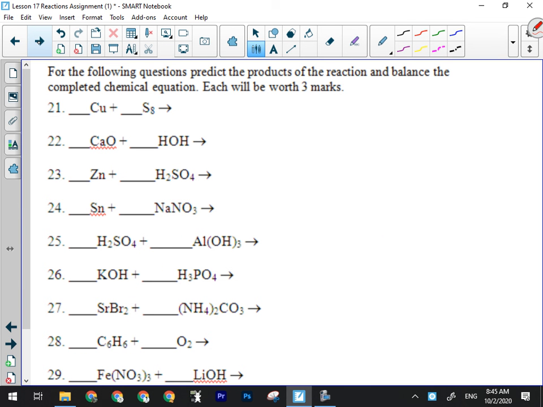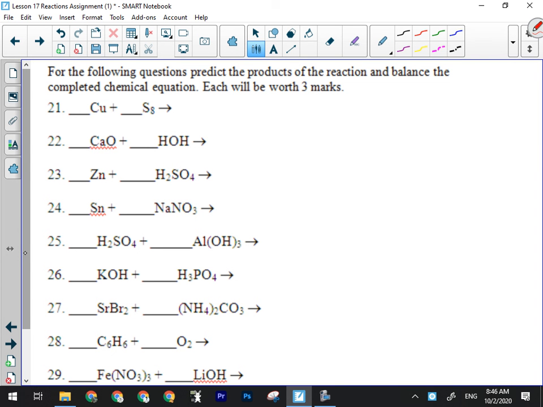And then for your last set of 10, so 21 to 30, you are simply predicting the products and balancing the reaction. So you'll get 1 mark for each product, and you will get 1 mark for the equation being balanced. So that's all you're looking at there. Everybody with me on that one? And that includes number 21, even though there's only 1 product for number 21. I'm still giving 2 marks for the products and 1 mark for that equation being balanced, so take advantage of that one. All right, questions on that?